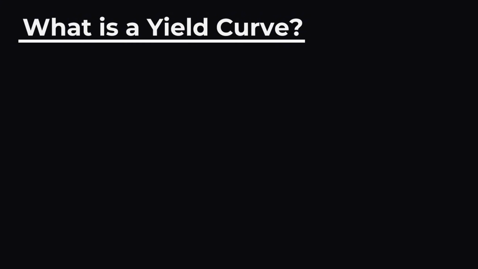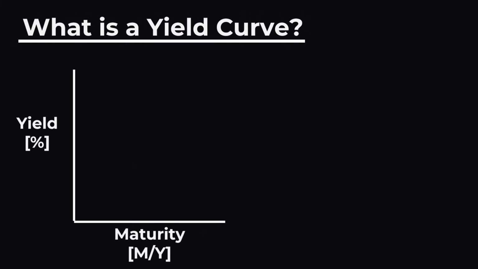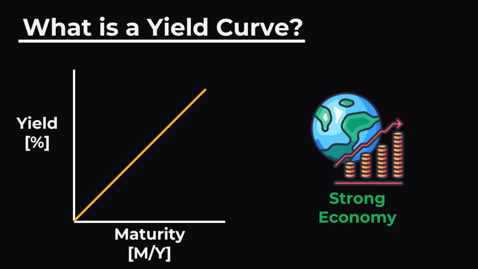Let's look at this graph. On the x-axis, we have time to maturity, ranging from months to years. On the y-axis, we have the yield expressed as a percentage. In a normal economic environment, the yield curve slopes upward, from the bottom left to the top right. This means that longer-term bonds offer higher yields, which typically signals a healthy and growing economy.